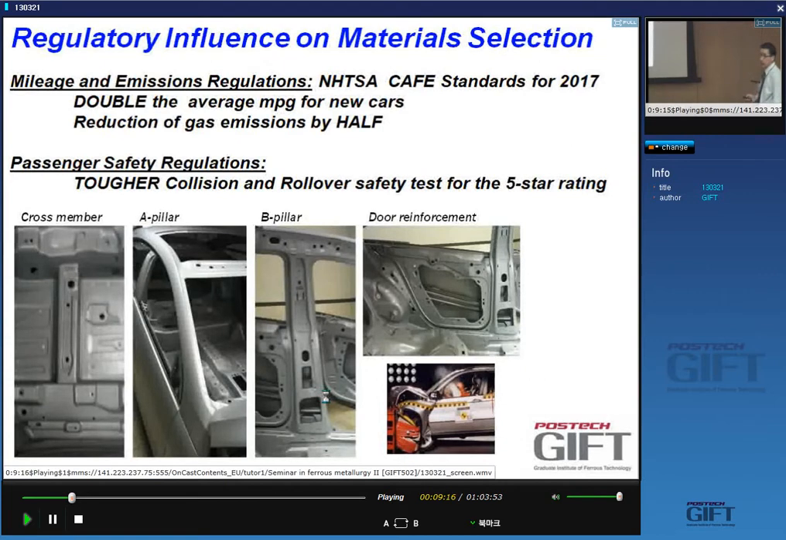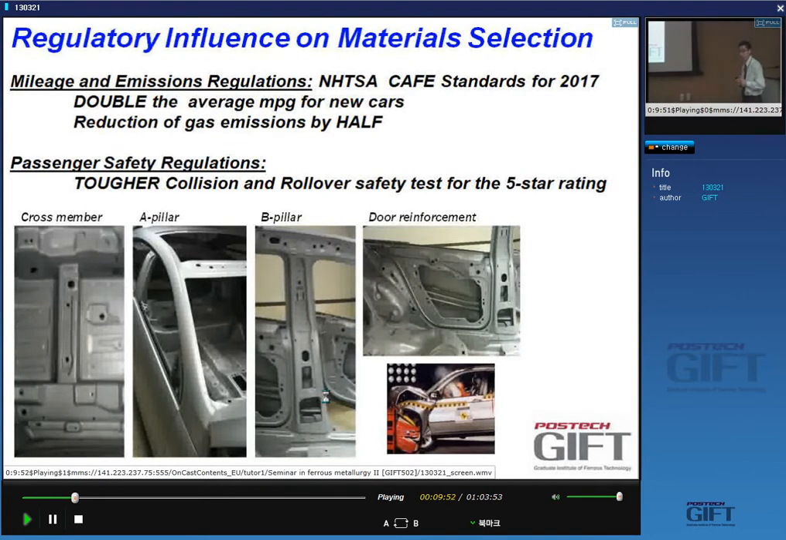In addition to materials competition, there are, you can't read this here, sadly enough, a lot of regulatory pressures which will steer material selection in the industry. In particular, since last year, for instance in the US, we have very stringent targets for mileage and emissions regulations. And they're extremely hard. We are talking about doubling the average miles per gallon for new cars and reducing the gas emissions by half.